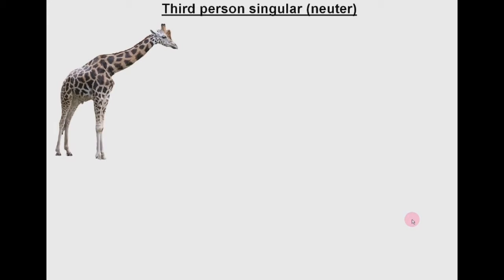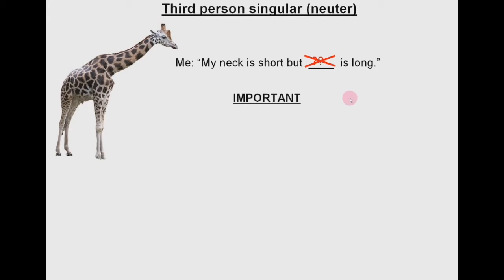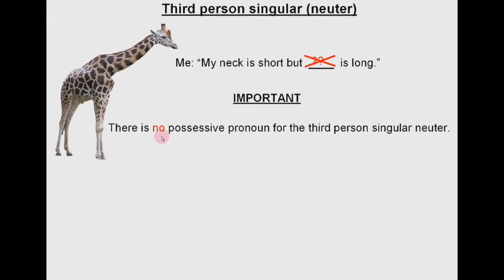Third person singular neuter. So I say, my neck is short, but blank is long. So what do we say here? What is the third person singular neuter? Well, in fact, very important, there isn't one. This is an exception. There is no real common possessive pronoun for the third person singular neuter. Some people will say "it's" here, but it is wrong.